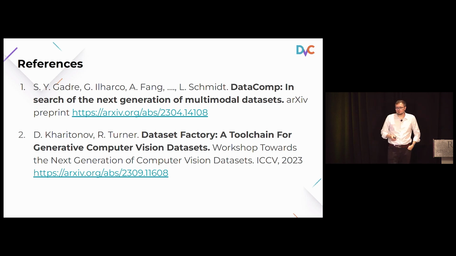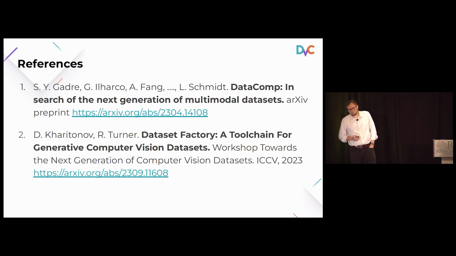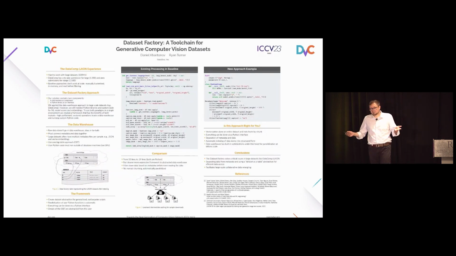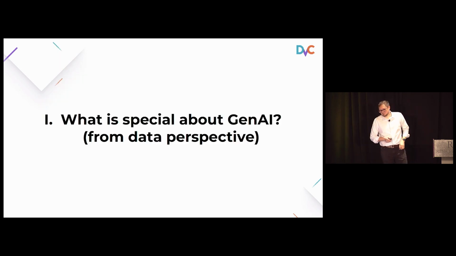I will be referencing two papers. One paper is DataComp. It's about a large-scale multimodal dataset, so that's a good source of examples and data, and ideas you can play with. And the second paper is from our team. It was presented 3 weeks ago at ICCV. It's about a generative AI data toolset. This is something that will be the foundation for the next DVC, if you wish, at least on the ideas level.